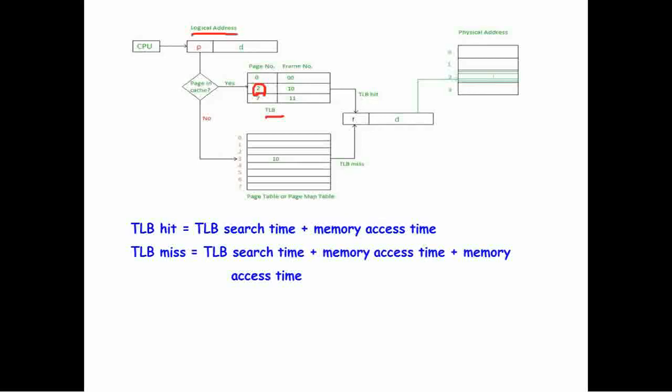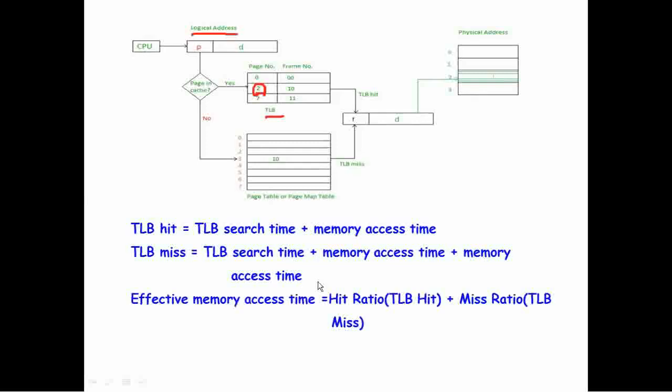Suppose if a page is not available, then the page table will be accessed and finally the main memory will be accessed. So that's why here for TLB miss it has been given as 2 times memory access time. This is for page table and this is for the actual physical memory. And here using this we calculate the effective memory access time.